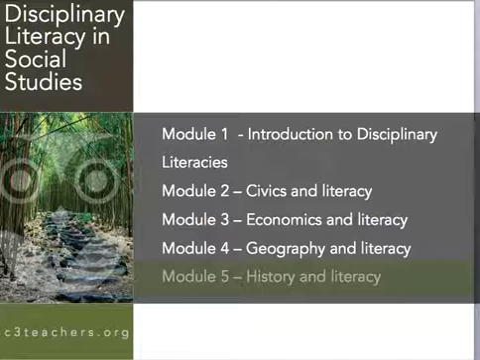We've examined civic, economic, and geographic literacies. Now we are turning to history. Of course, we have proceeded in alphabetical order, but it's actually good that we're concluding with history. Students spend more time studying history in K-12 social studies than any other discipline in social studies. So with a firm grasp of literacy in civics, economics, and geography, we can now take on this field that is so well represented in the curriculum.